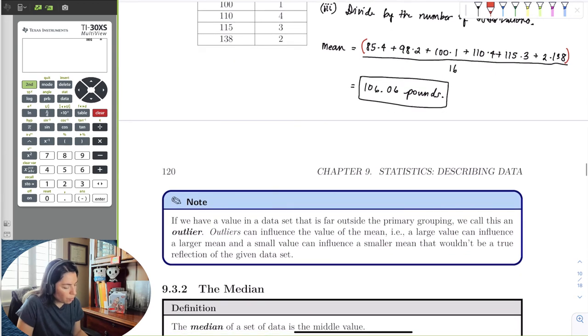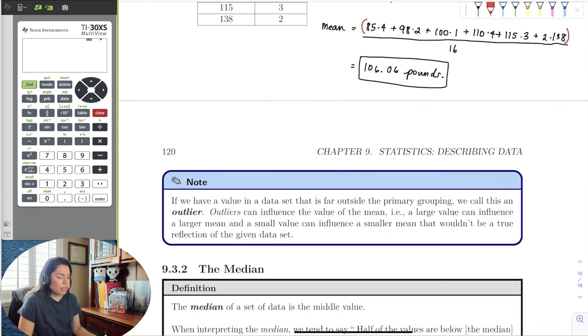Okay, so if we have what we call an outlier. So this is where we kind of have to talk about that not every data set is perfect, as we discussed in the previous chapter. But these outliers are exactly what we think they are. They're out of the realm of my data.